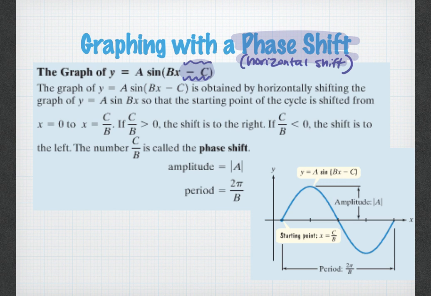Everything else is the same. I still find my amplitude, I still find the period, I still find the same 5 key points, but after I find those key points, before I put them on the graph, I add my phase shift. So I either add whatever C over B is, or I subtract whatever C over B is. And then I plot those new key points.